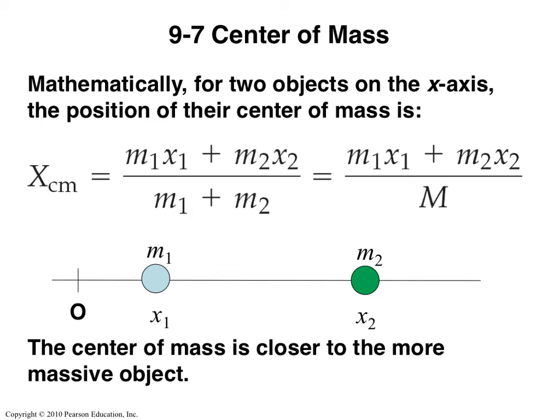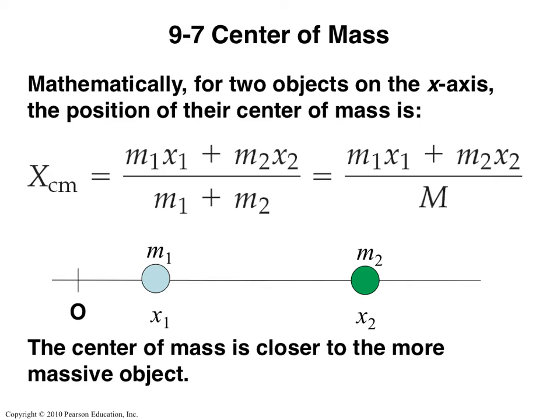So clearly, if let's say M1 is 0, this has no mass. Where is all the mass? It's here. You put that into the formula. If M1 is 0, you will get M2 x2 over M2, you get x2, right? That's where you want the center of mass to be if all the mass were there.